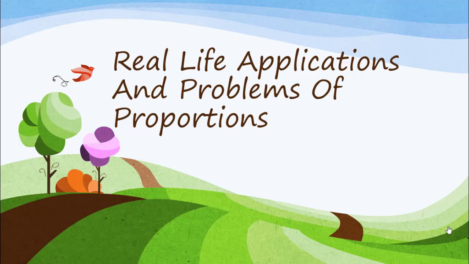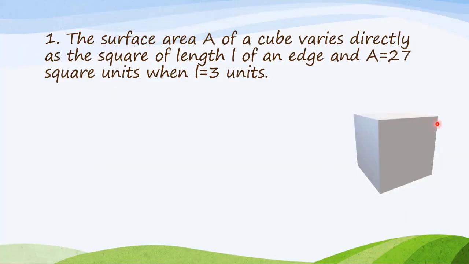Our today's video is about real life applications and problems of proportions. Our first problem is: the surface area A of a cube varies directly as the square of length L of an edge, and A is equal to 27 square units when length is equal to 3 units.